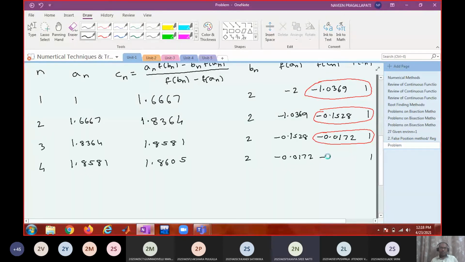Minus 0.0020. Okay, so again the right interval. Don't say right half, it is just the right interval. So C4 B4: 1.8605, 2.